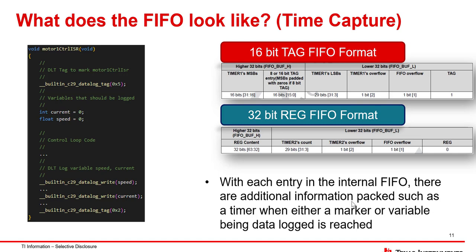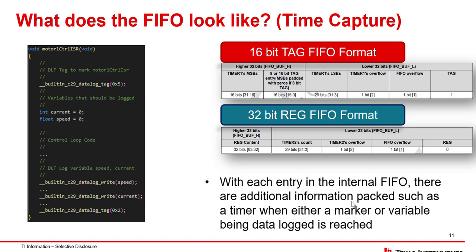Let's take a look at the reg FIFO format. FIFO buff L holds timer 2's information, timer 2's overflow, and FIFO overflow. The LSB is a 0, meaning it is a reg. FIFO buff H holds a 32-bit register content of the variable being data logged.